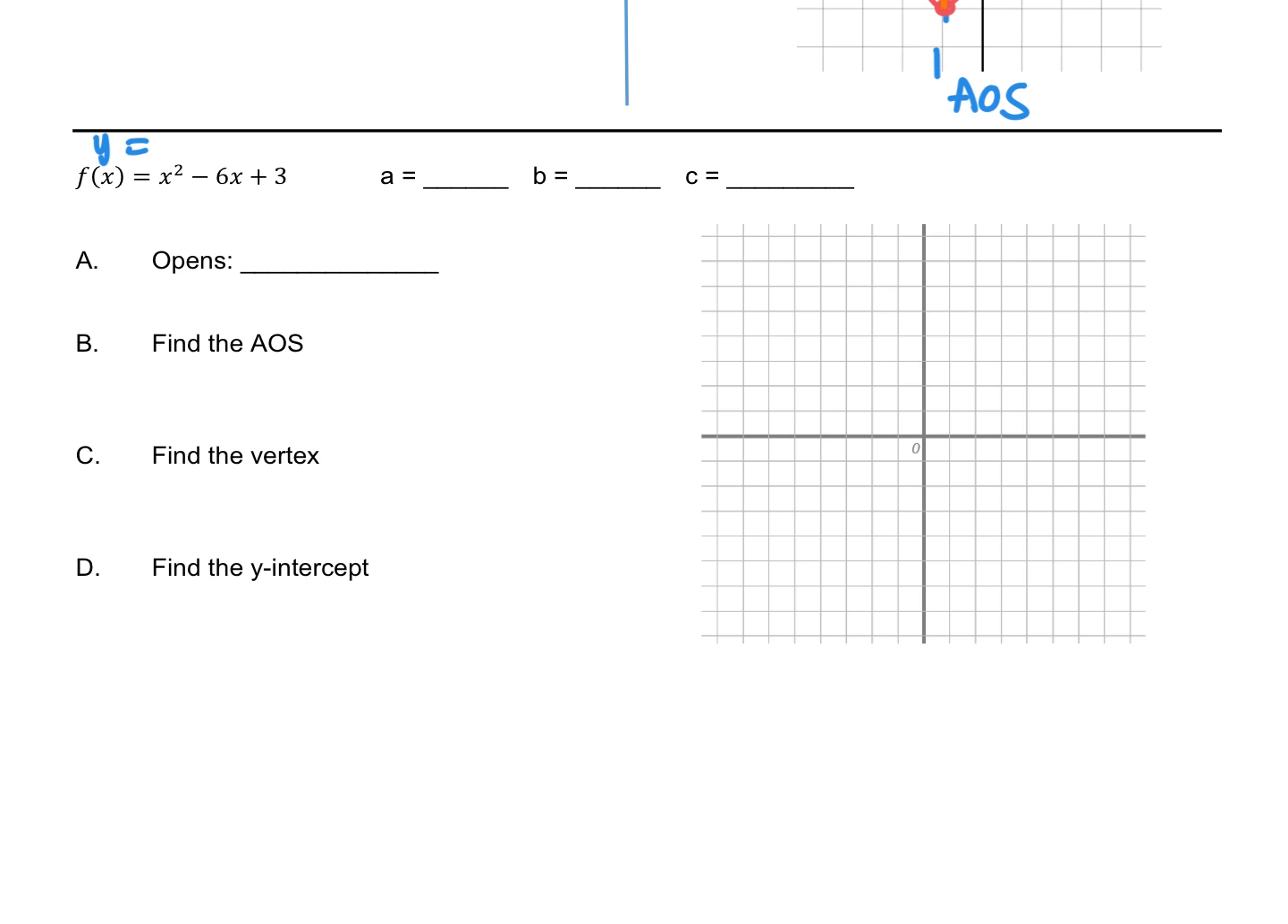What is a? 1. What is b? -6. And what is c? 3. Okay, so does this graph open up or down? Up. Why? Because a is positive. It opens up because a is positive.